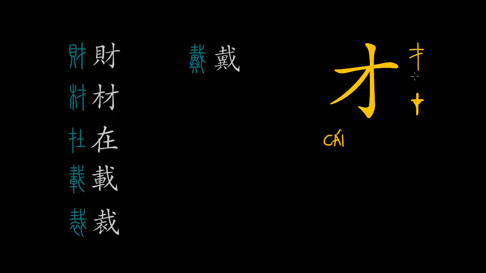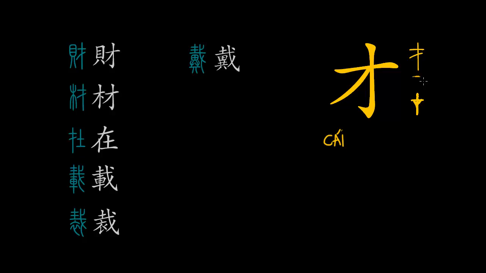This version of the character that you can see over here is the seal script version. I will tell you in a second why I chose these two versions in addition to the modern one. In the seal script, you can see that the Oracle Bone script has been modified, standardized and simplified to match the seal script formatting.